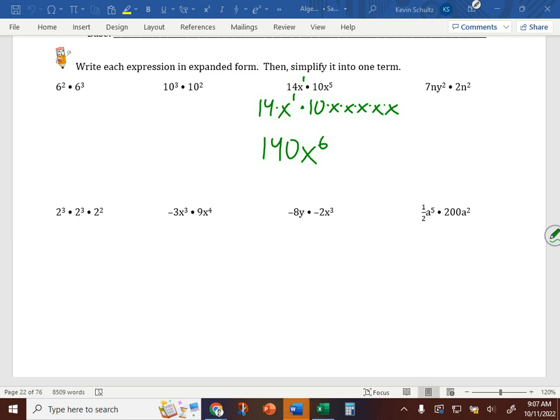Sure. It is a fun one. 1/2 a to the 5th is 1/2. Coefficients can be fractions. Nothing wrong with that. So 1/2 times a times a times a times a times a. And we're multiplying that by 200, a squared.